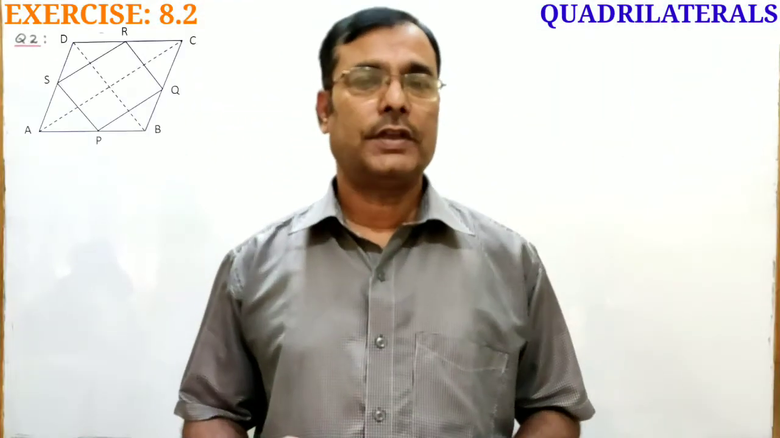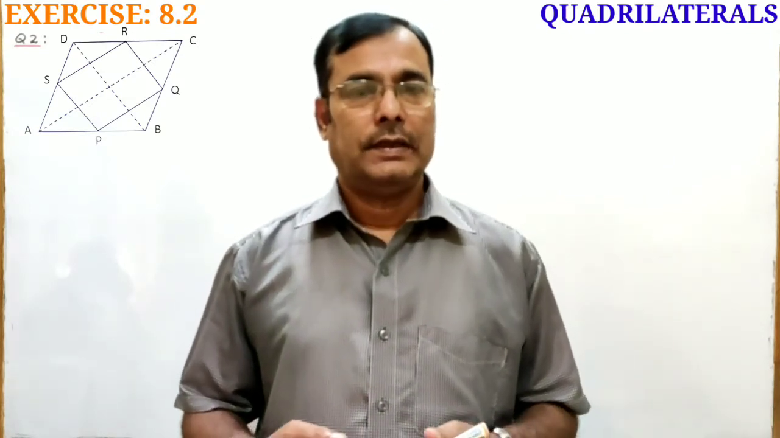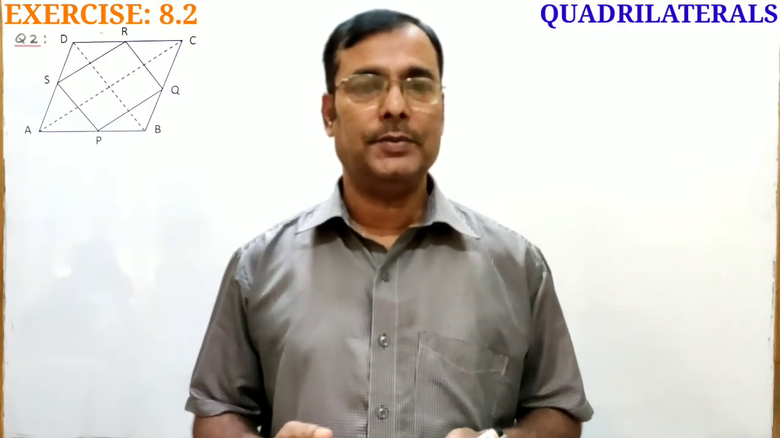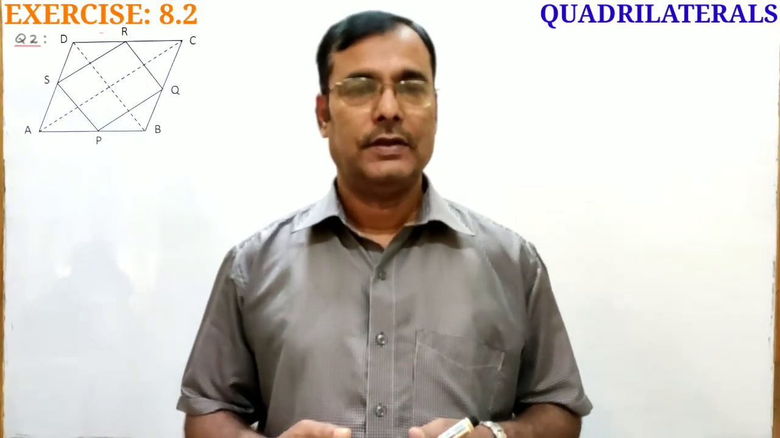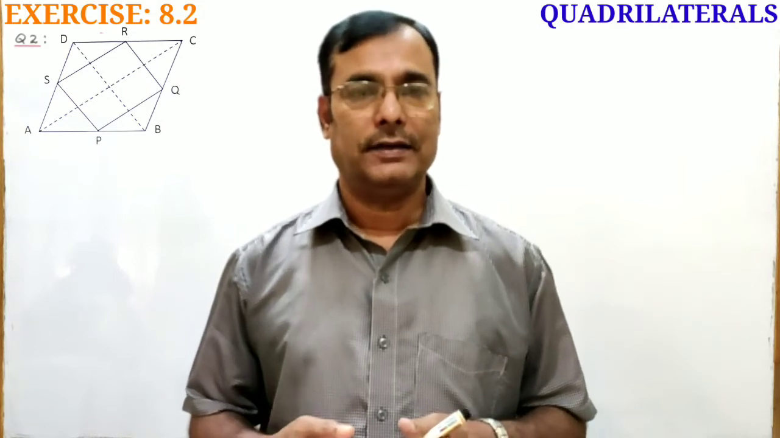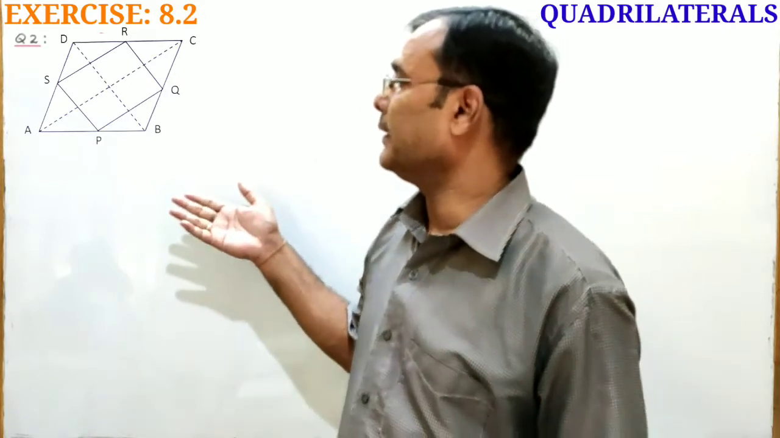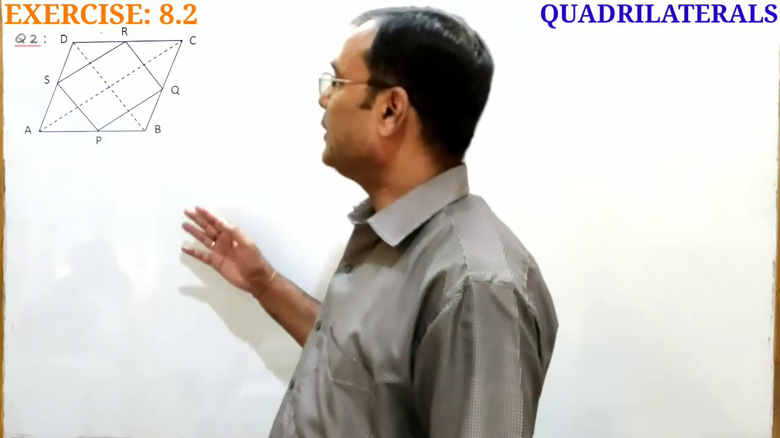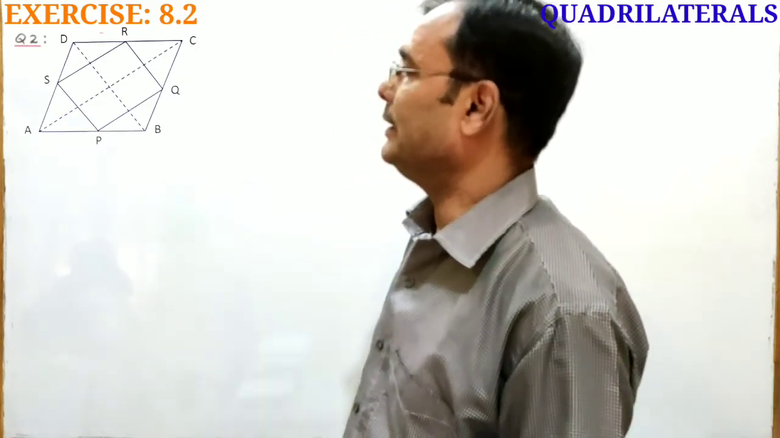Now let's do question number 2. ABCD is a rhombus and P, Q, R and S are midpoints of sides AB, BC, CD and DA respectively, so that the quadrilateral PQRS is a rectangle. To prove this, we have drawn a figure, and in this figure ABCD is a rhombus, PQRS are midpoints of sides AB, BC, CD and DA respectively.